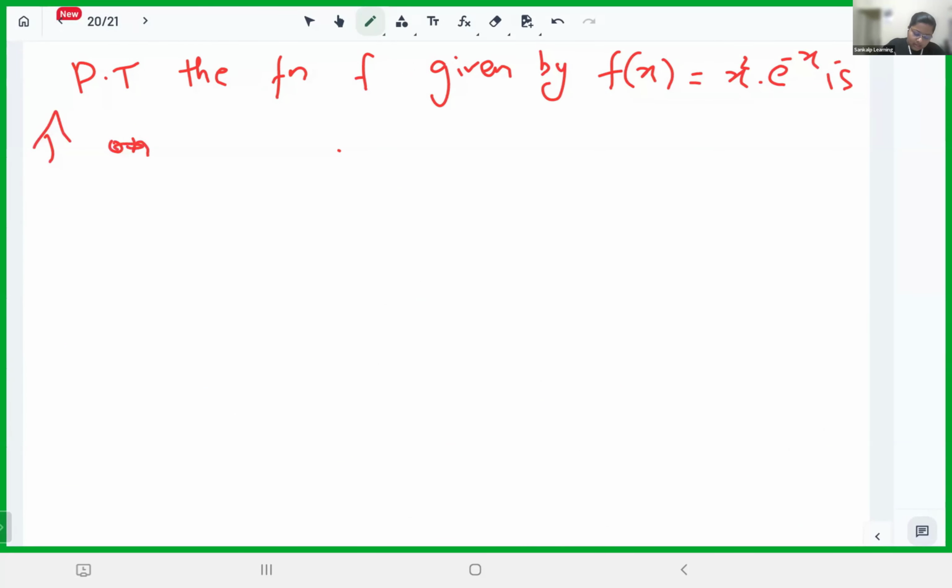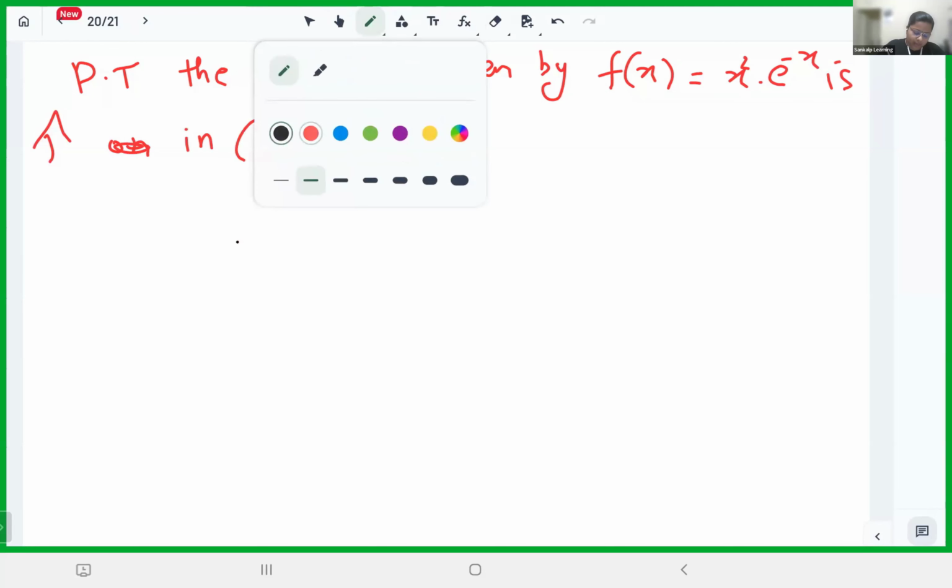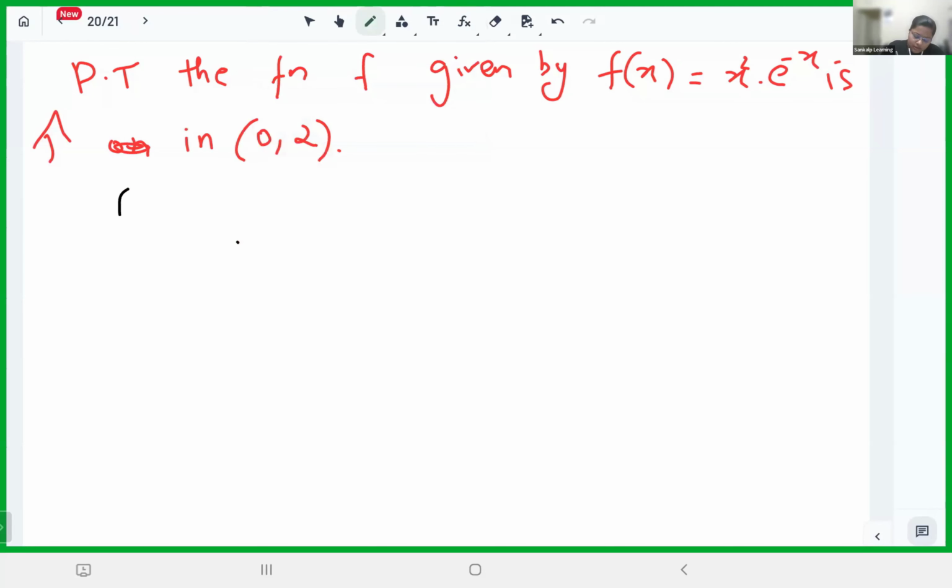Prove that the function f given by f of x is equal to x square into e raised to minus x is increasing in the open interval 0 to infinity. So what is f dash of x?